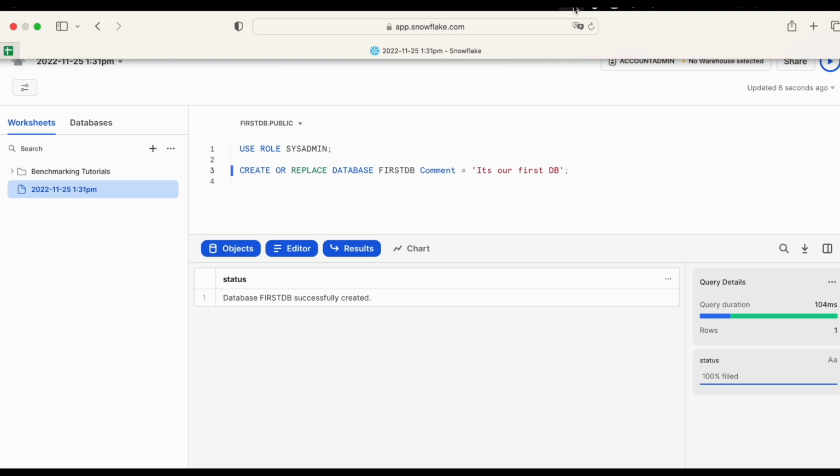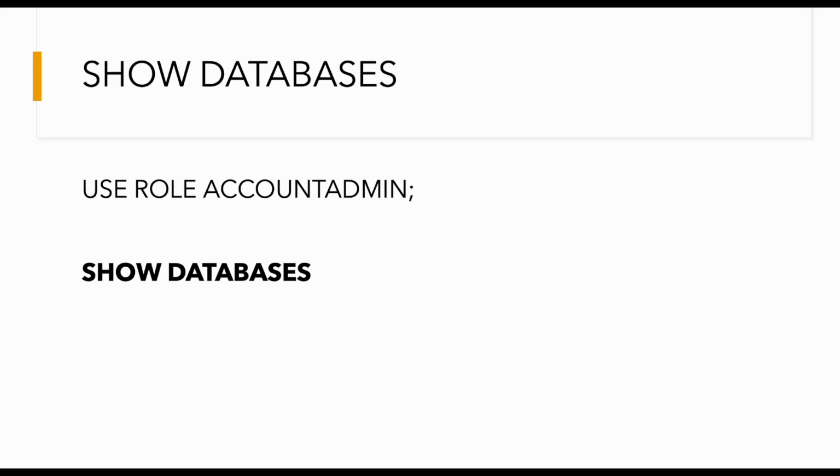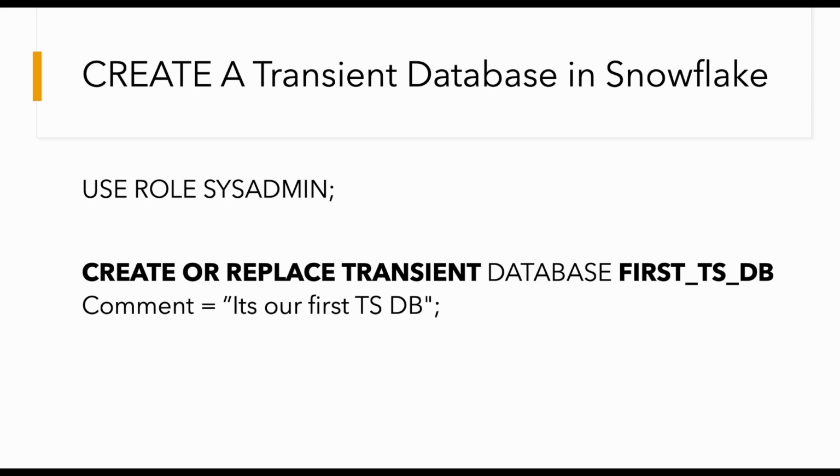Now let's look at the show databases command. Show databases is nothing but how many databases do I have. In a way, I've already created two databases: the FIRST_UIDB which I created from the UI, and the FIRST_DB which I created using the Snowflake worksheet. The show databases command works for an account admin. So I'm at the account admin level because I want to see all the accounts, and under the account, how many databases are there.